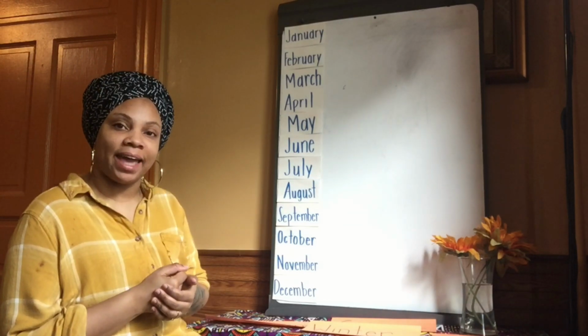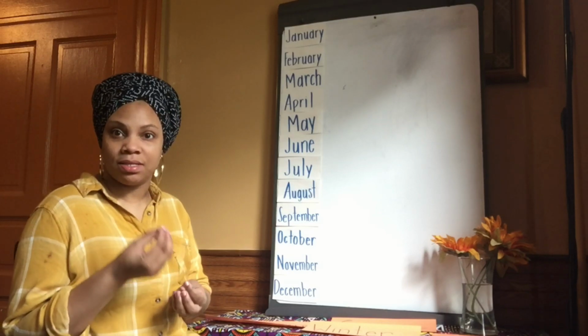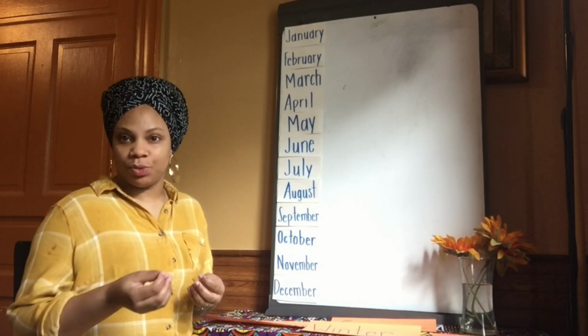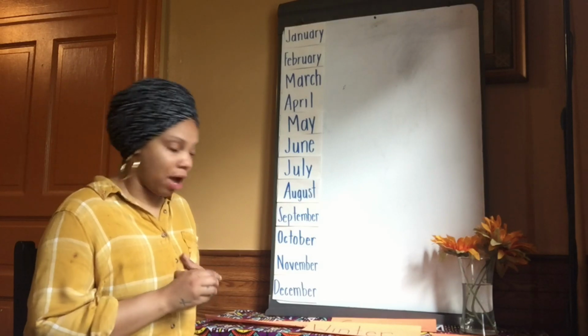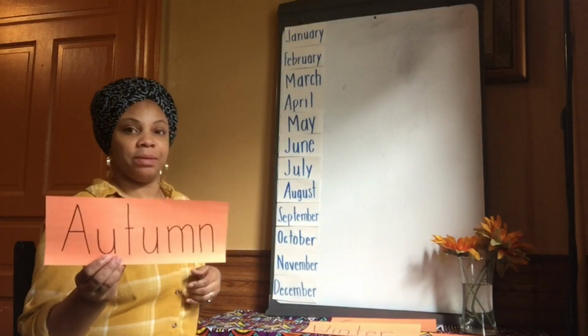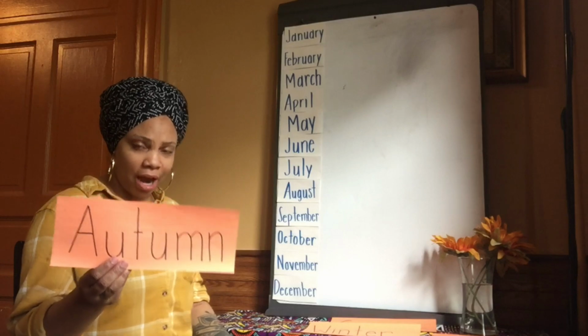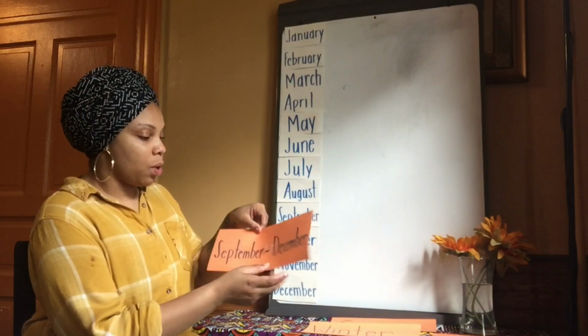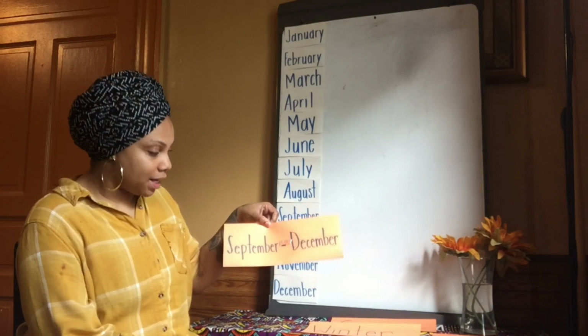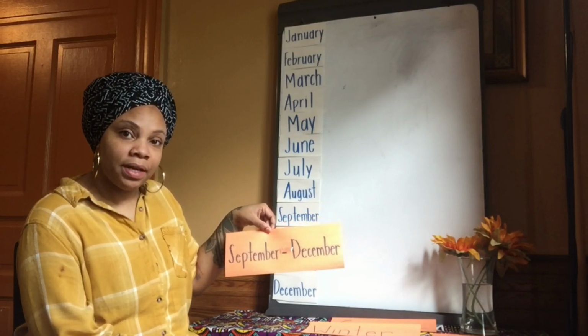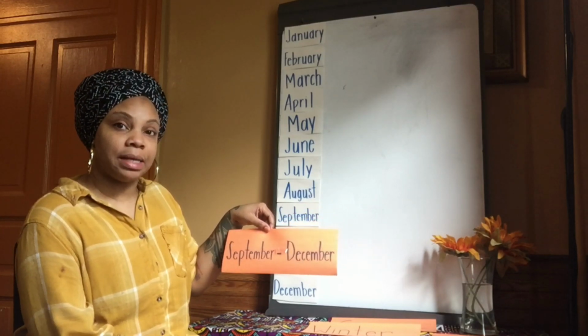So we're going to take a look at each season and what months the season takes place. We're going to do it in alphabetical order. So we follow alphabetical order. That means that autumn is first. All right, Congo Nation. So autumn begins in late September and ends in early December.